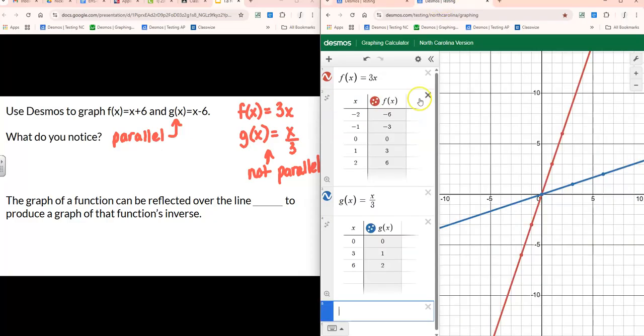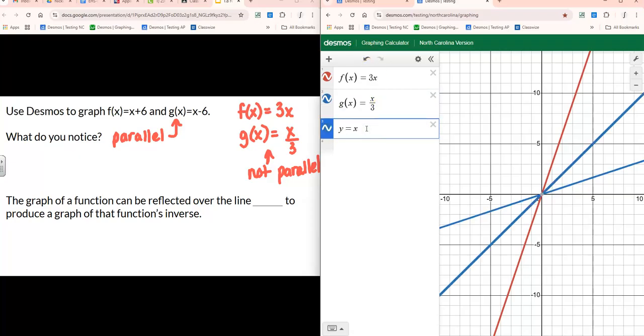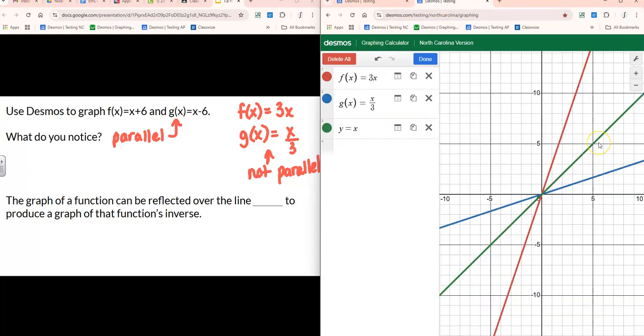And if you have done the same over here for the 3's, type in y equals x. Make that one green also. Okay. What are you noticing here? That green line here, what's happening with it? Straight through the middle of those, right? What about over here? Straight through the middle, okay?